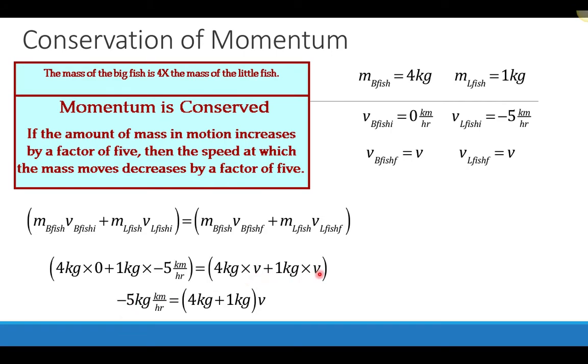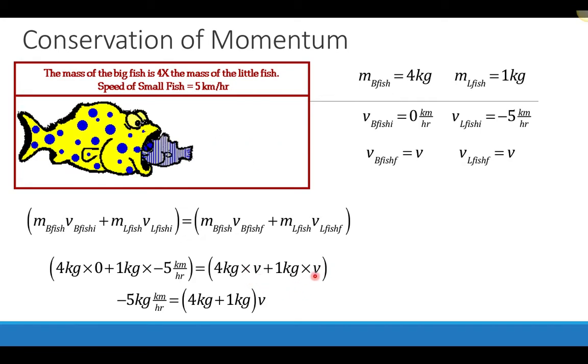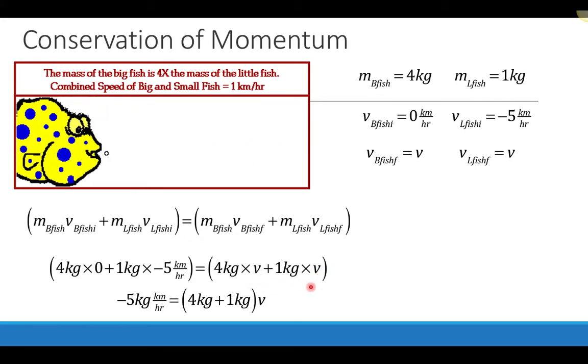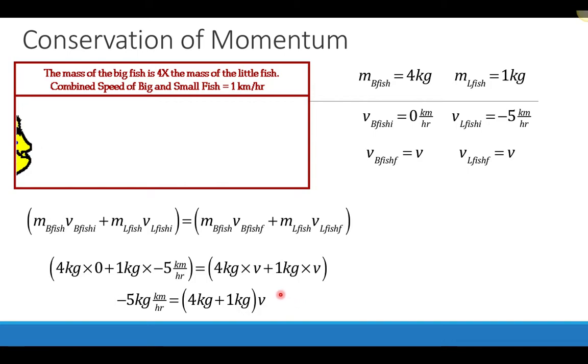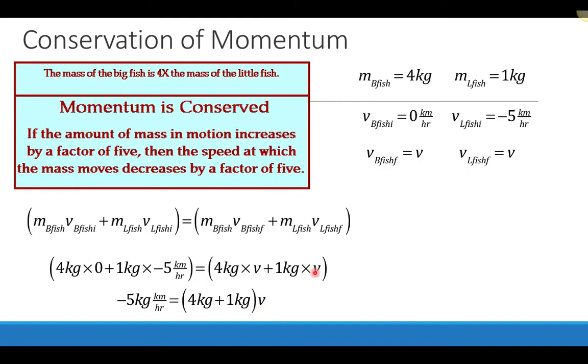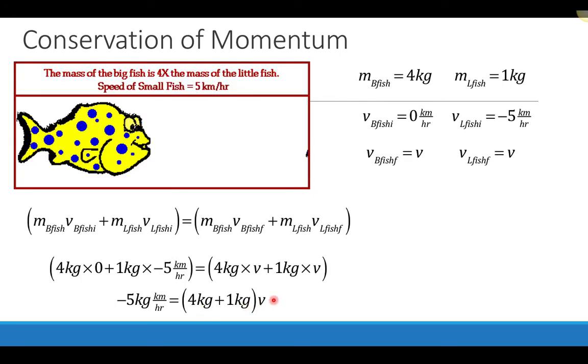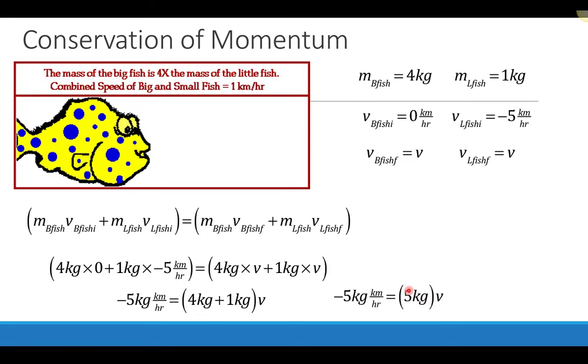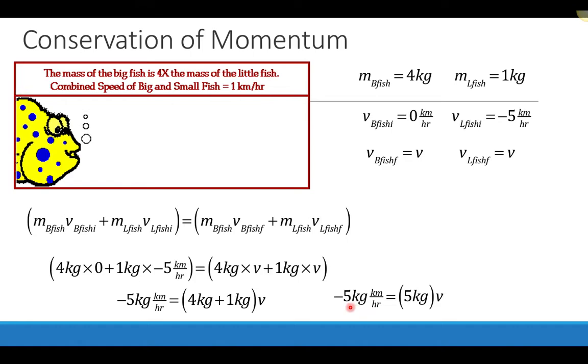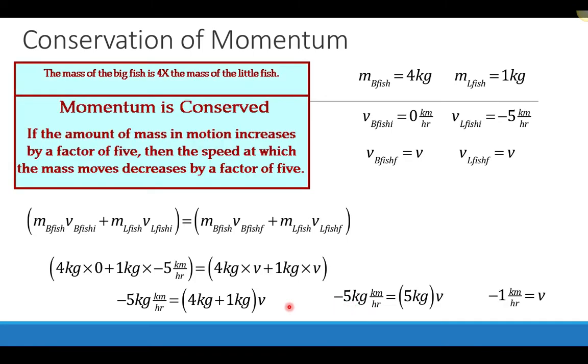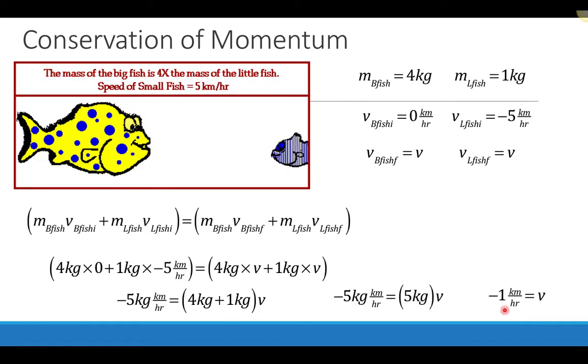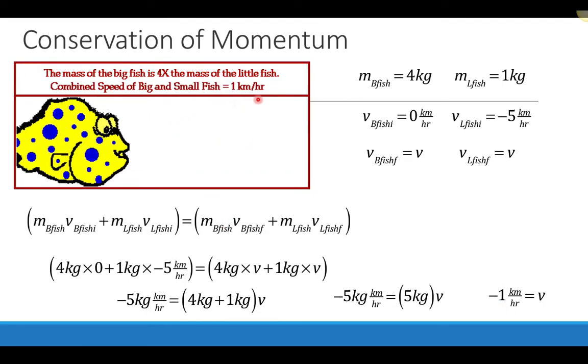And then because both of the fish afterwards have the same velocity, I can factor out that speed because they stick together. And so if I factor that out, I can add their masses together. 4 plus 1 gives me a 5. So if I divide both sides by 5, I get that the final speed of the system afterwards is 1 kilometer per hour, and the negative sign just means it's traveling to the left.